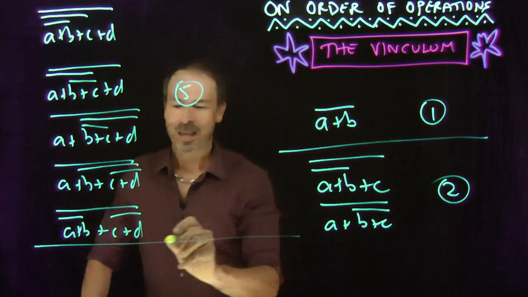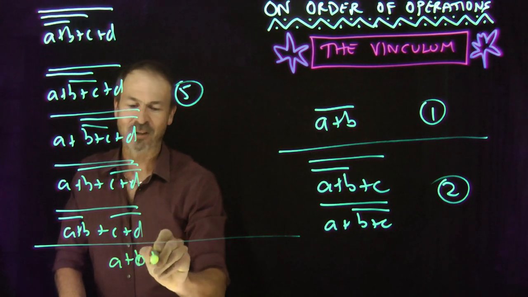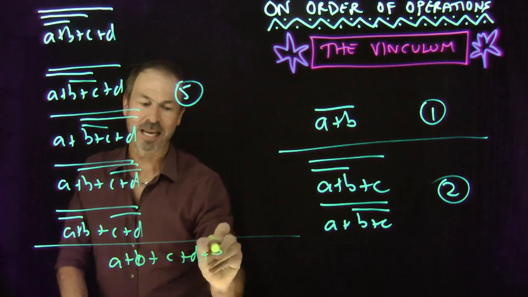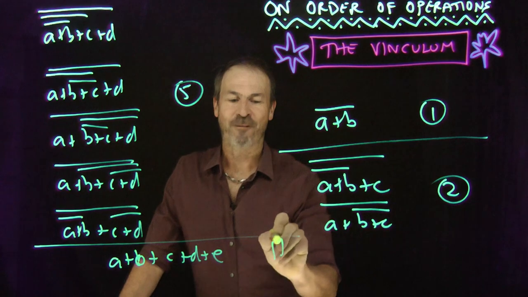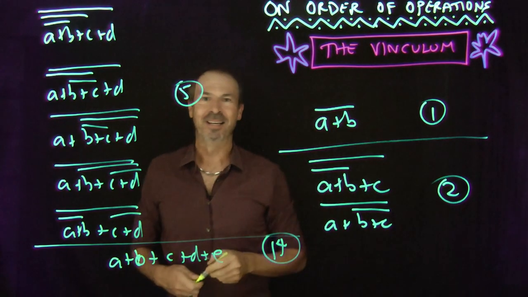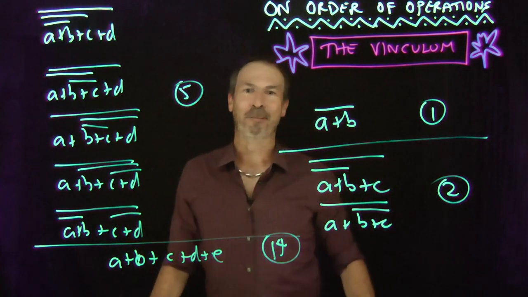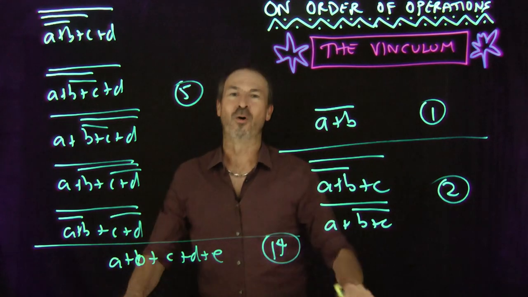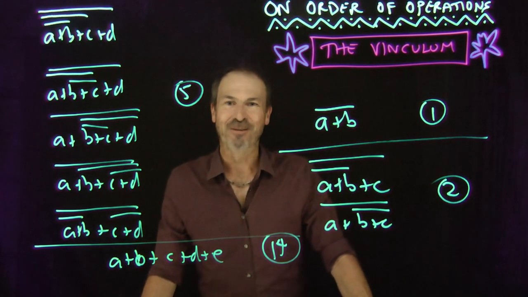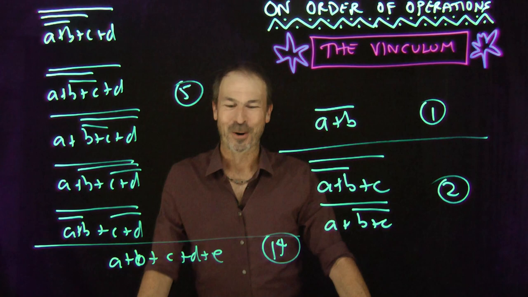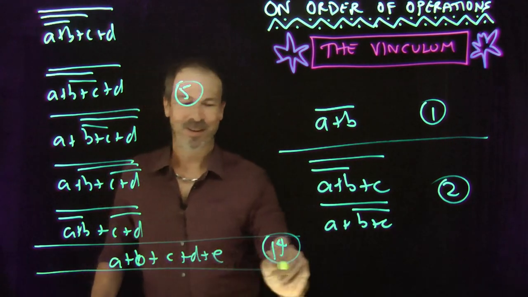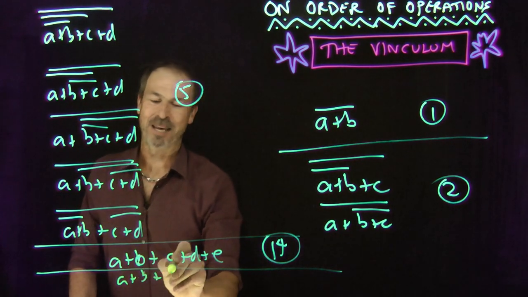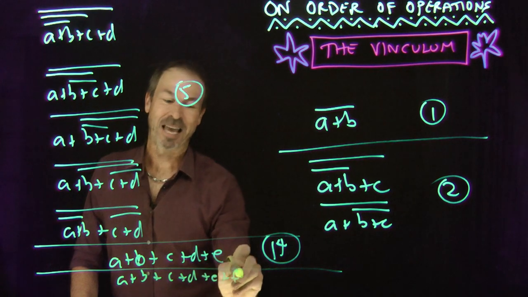Now, I'll give it away, but if I gave you a sum of five terms, A plus B plus C plus D plus E, I claim there are 14 ways to put vinculum around that, so you're only ever adding two things at a time. Can you find all 14 ways for a sum of five terms? Can you write them out? Whoa! And if you're really game, of course, A plus B plus C plus D plus E plus F.